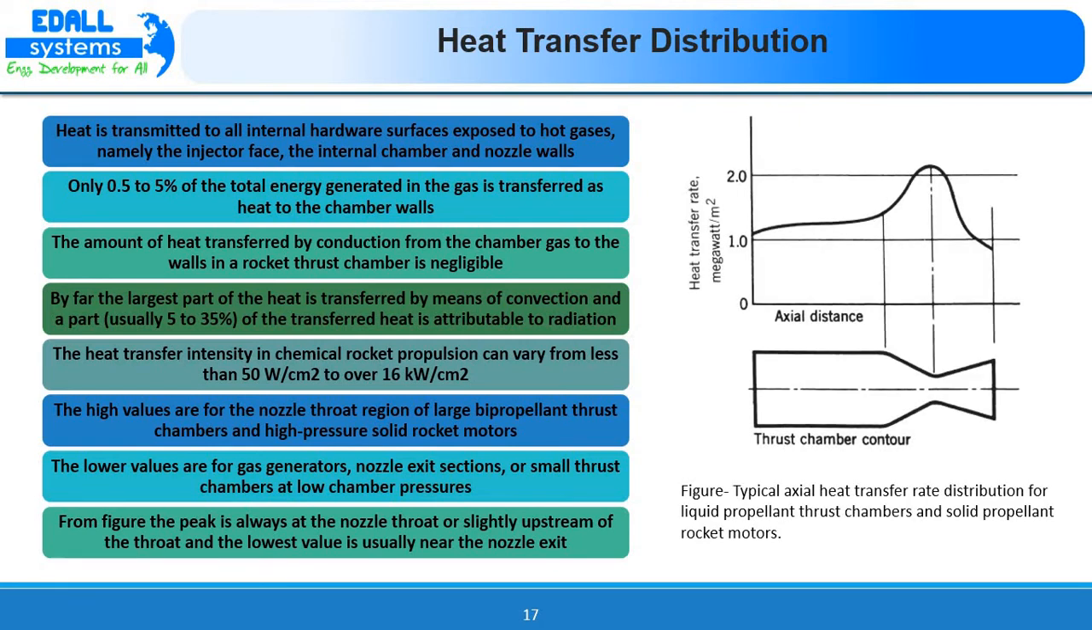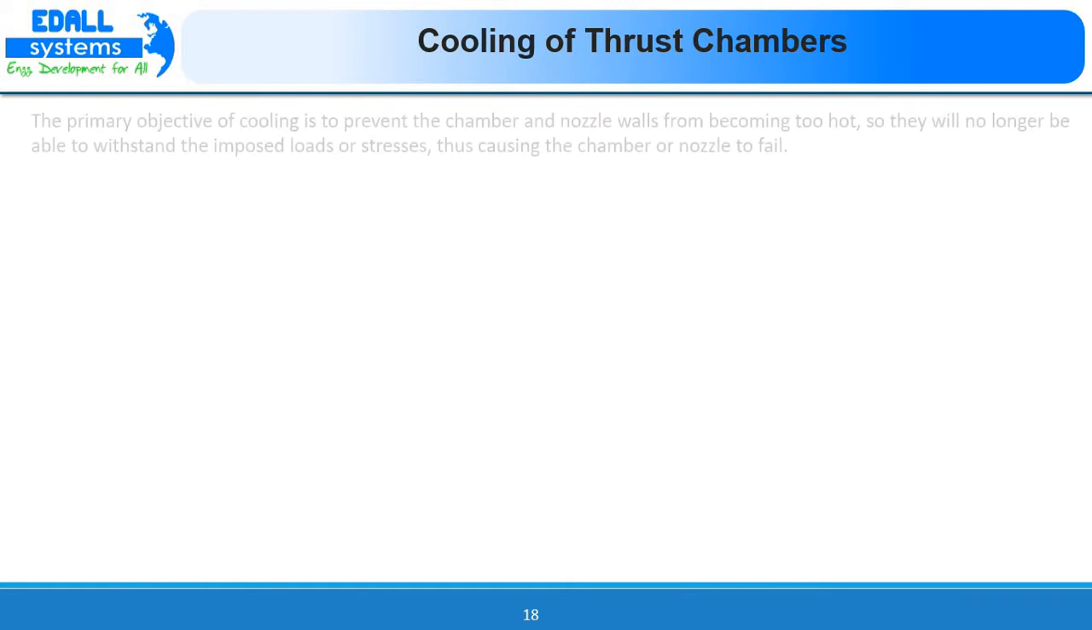So here we have a figure which is the typical axial heat transfer rate distribution for liquid propellant thrust chambers and solid propellant rocket motors. On the x-axis we have the axial distance, and on the y-axis we have the heat transfer rate, and it is clear that along the axial distance of any thrust chamber, most of the heat transfer is at the converging section, that is, the peak is always at the nozzle throat or slightly upstream of the throat, and the lowest value is usually near the nozzle exit. So with this kind of heat transfer distribution inside a thrust chamber, there is always a need for cooling inside it. So now we will see the cooling of thrust chambers.